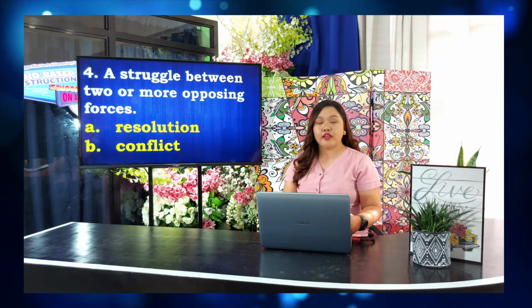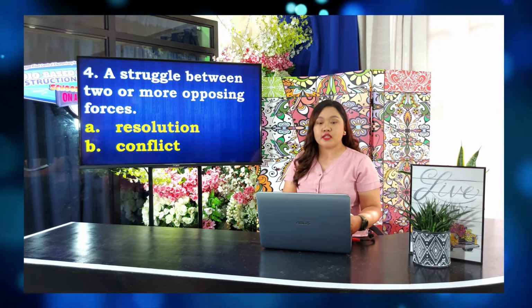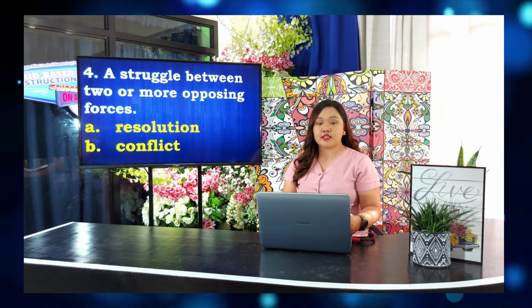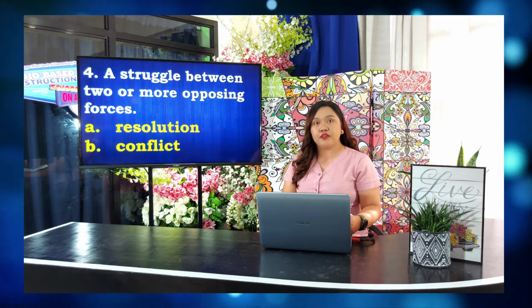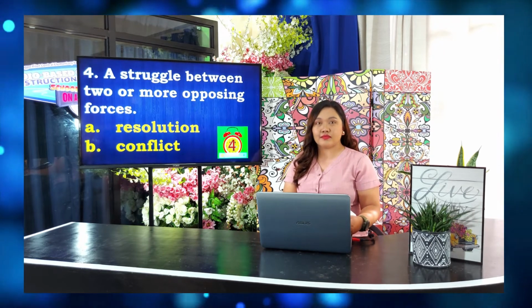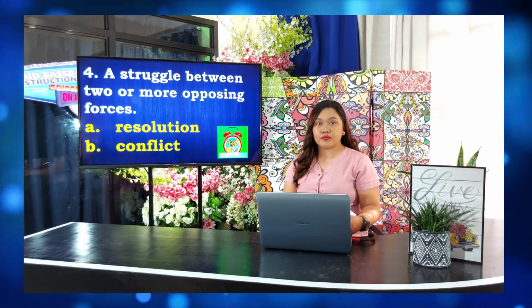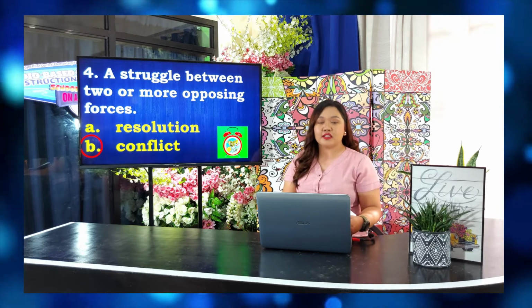Number 4. A struggle between two or more opposing forces. Letter A, resolution. Letter B, conflict. What do you think is the answer? Awesome! The answer is letter B, conflict.